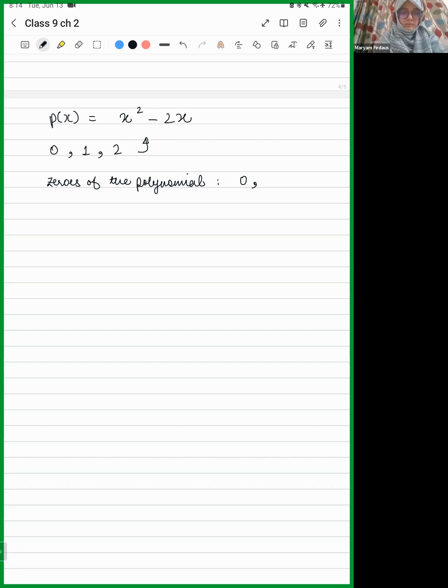Ma'am, 1 is not a 0 of the polynomial, 2 is a 0 of the polynomial. So how many zeros do we have in this case? 2, right? So what do we understand from this? We understand that we can have more than 1 zero for a polynomial.